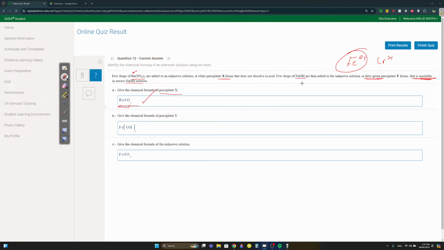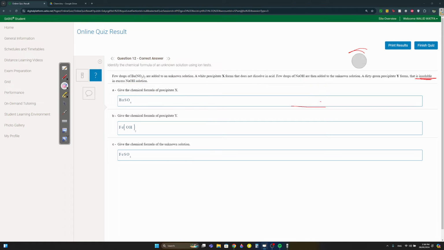Some people get this wrong. You have Fe2+. When you're reacting it with the base, it's going to mix with the OH. OH is OH minus. Do the crisscross, you're going to get Fe, then this 2 is going to go down here. But when it's more than one, you have to put it in brackets and then put the 2 outside. Right? Okay. Give the chemical formula of the unknown solution.